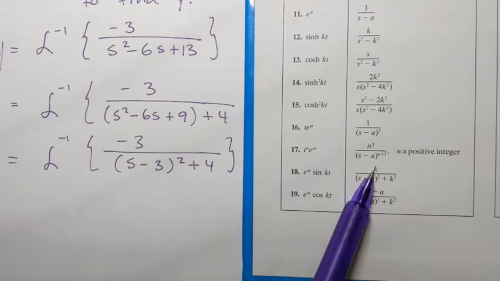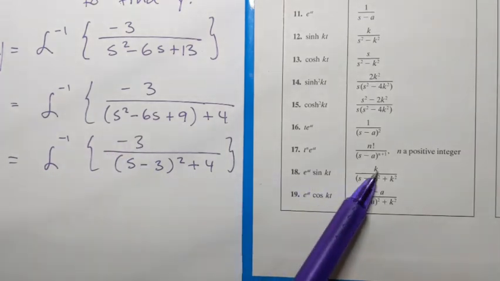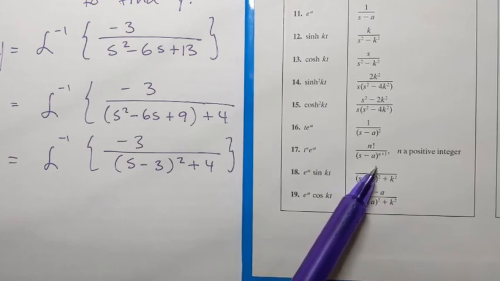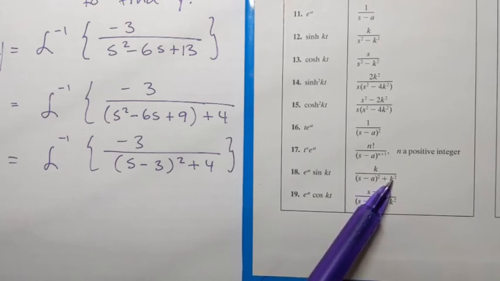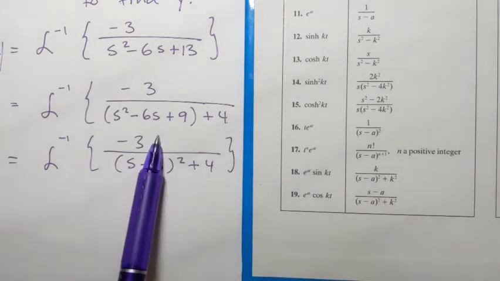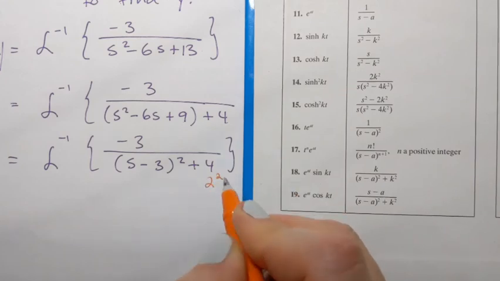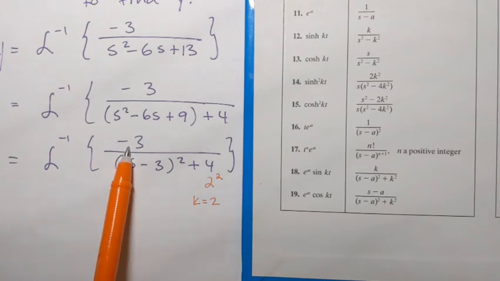So one has just a constant and the other one has a variable s minus a constant. Well, obviously I don't have any variables in the numerator, so I'm going to go with this expression. The only thing I have to make sure is that the constant in the numerator is the same one that's being squared in the denominator. And as I can see here, it's not. So in the denominator, I have 4, which is 2 squared, which means that k equals 2, or should be 2 for me. But then in the numerator, I have -3.